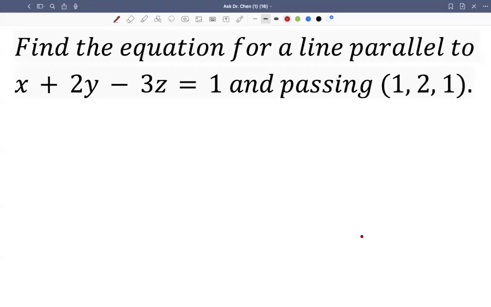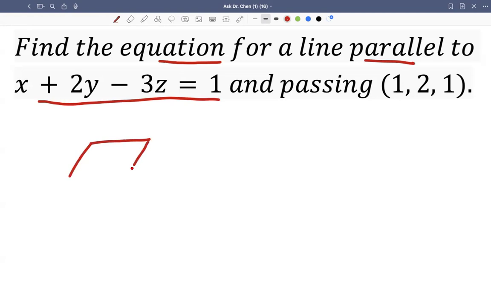Let's see this question. We want to find the equation of a line parallel to this plane, right? Because we have x, y, z to the power 1, so we know this is a representation of a plane. So let's draw a plane.